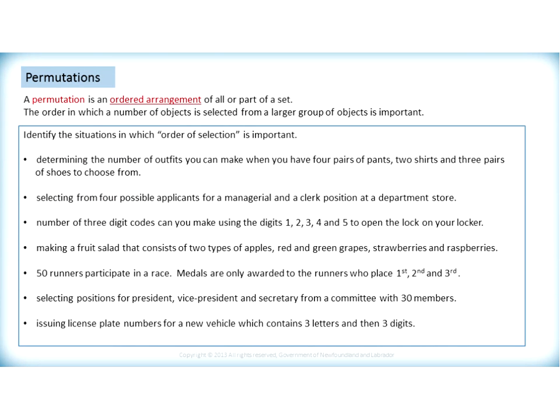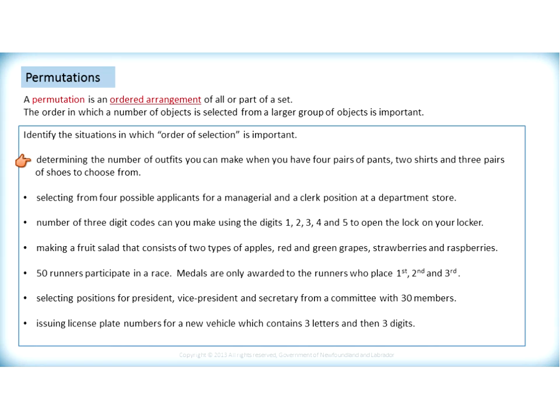A permutation, on the other hand, is an ordered arrangement of all or part of a set. It's important to remember here the key words are ordered arrangement. The order in which a number of objects is selected from a larger group of objects is important. So I'm asking you here to identify the situations in which order of selection is important.